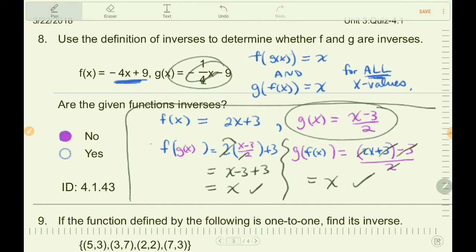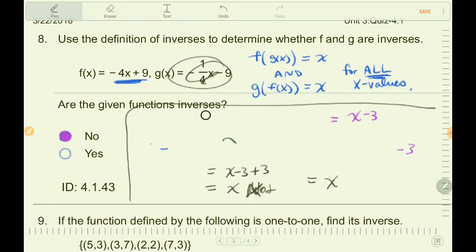All right, so the strategy should be, if you first check one direction and it works out well, then you go ahead and you check the other direction. However, if you check one direction and it does not work out well, then you don't even bother doing this because it would be a waste of time because it has to work for both, right? So that's the strategy.